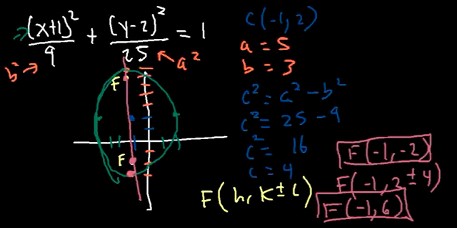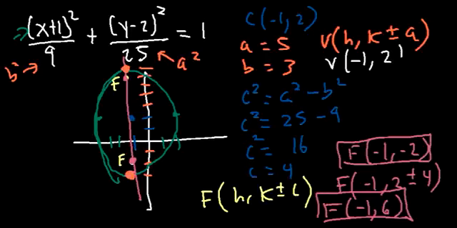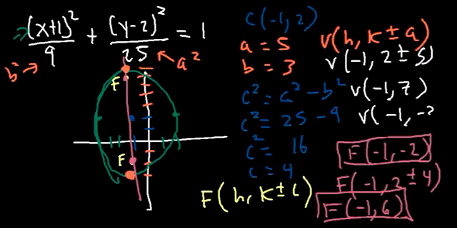So now let's find the endpoints of the vertices, or the endpoints of the major axis. So those 2 points, you can probably see what it is graphically, but I'm going to do it this way. It's h, comma, k plus or minus a, since the major axis is vertical. So it's -1, 2 plus or minus the value of a, which was 5. So 2 plus 5 is 7, and 2 minus 5 is -3.